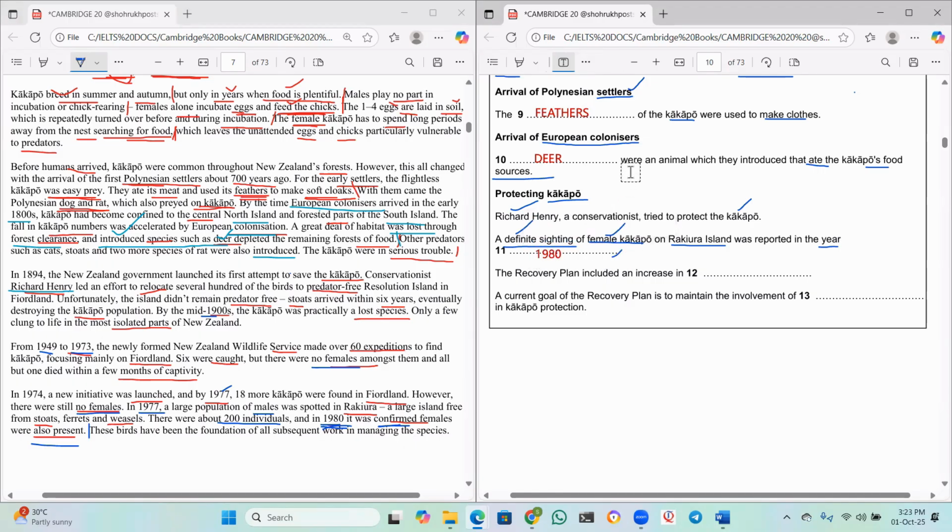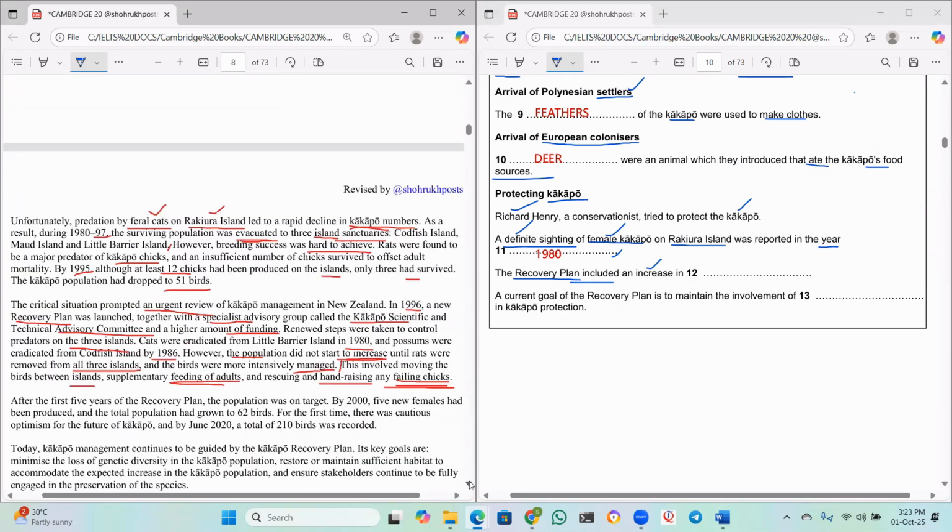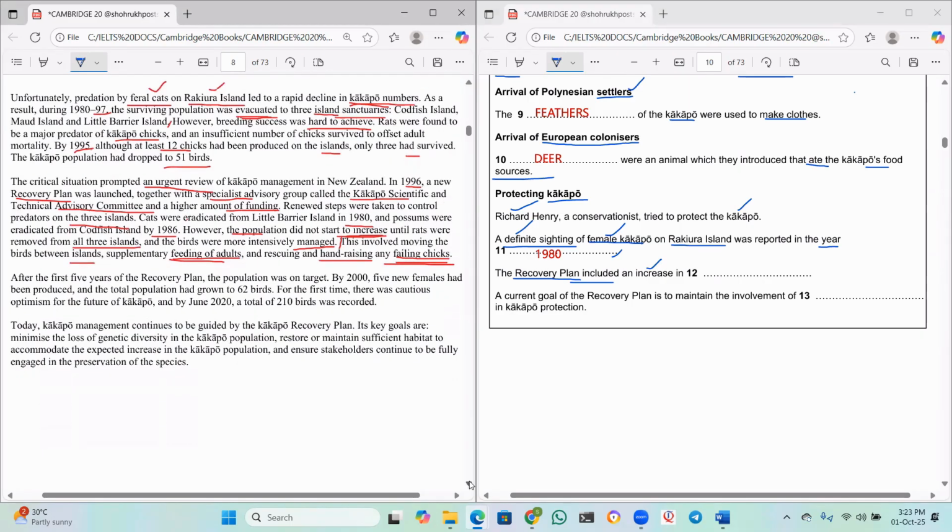Okay, good. So far, so good. Let us move to the next one. A recovery plan included an increase in dash. There is some increase in something. What is that? He's talking about the recovery plan, so we read about the recovery plan in the next paragraph, I guess. Yes, here is our recovery plan.